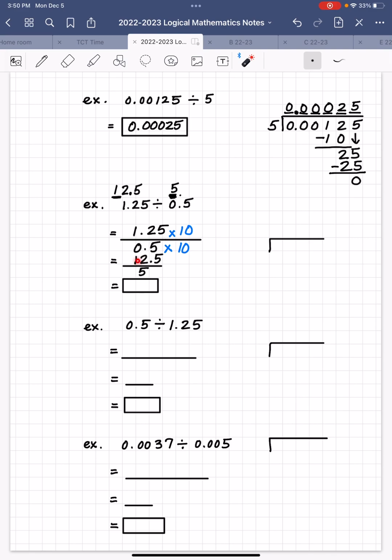All right, now I have 12.5 divided by 5. I am going to write what I'm dividing in the box. So that is going to be 12.5. And on the outside, I'm going to write the 5.